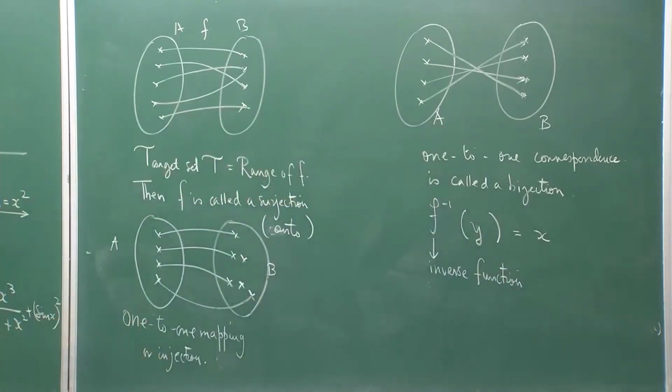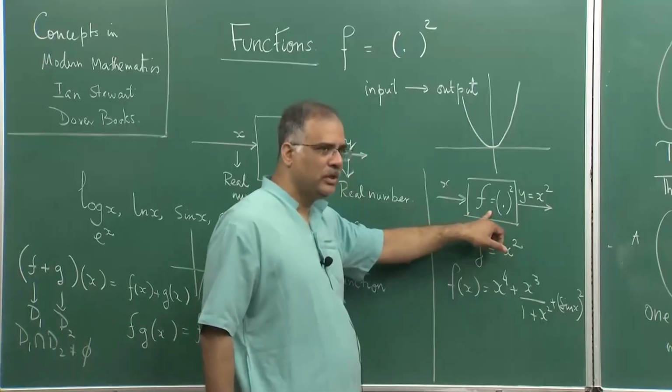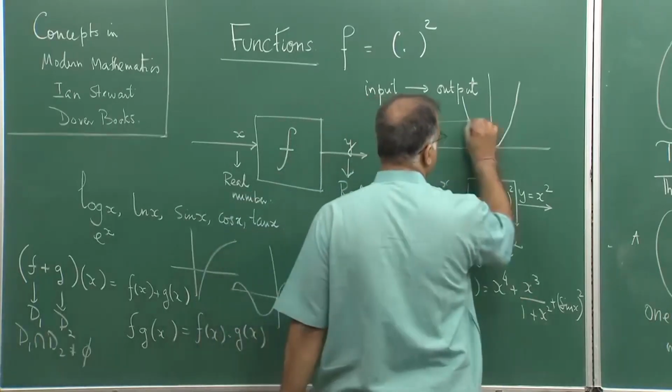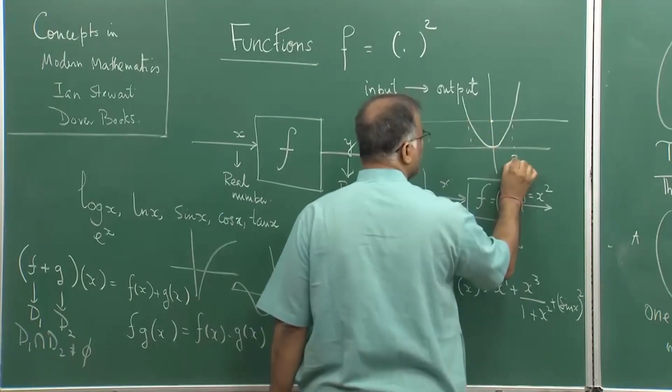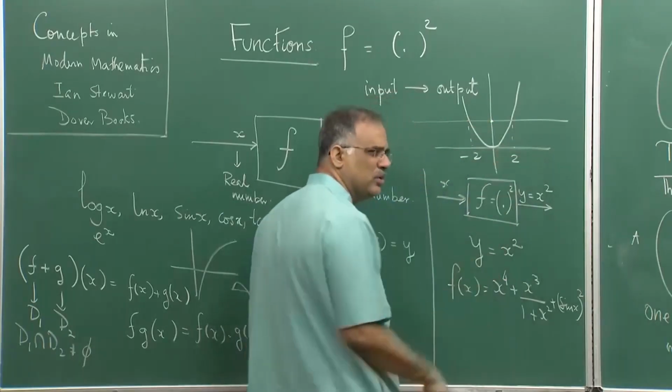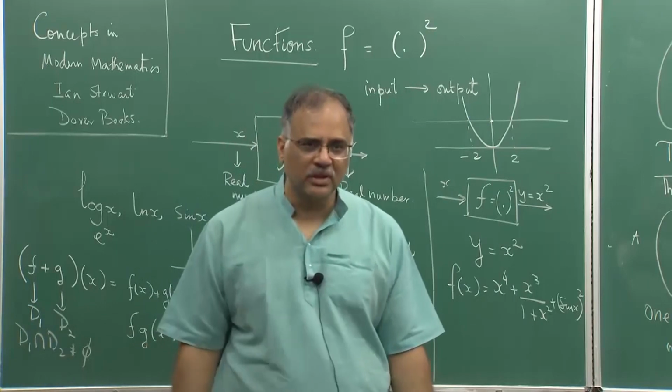Does every function have an inverse? y equal to x square does not really have an inverse. For example, if I take the level 4, I have two objects, 2 and minus 2, to which it corresponds. So, it does not have an inverse.